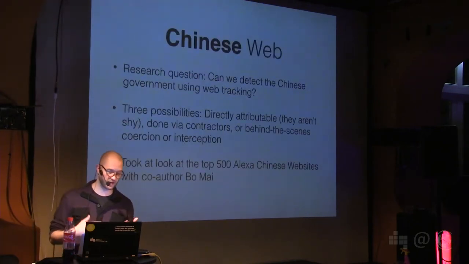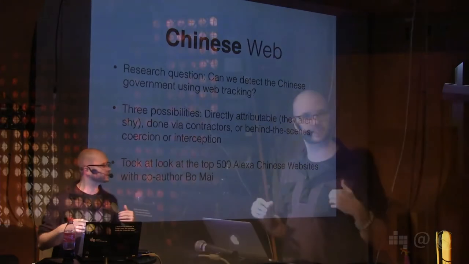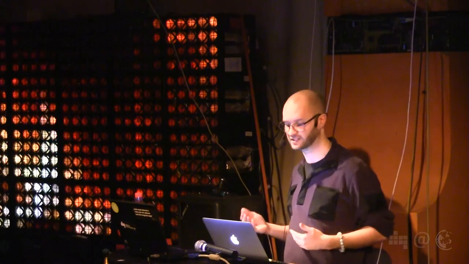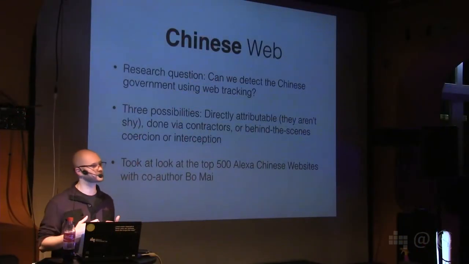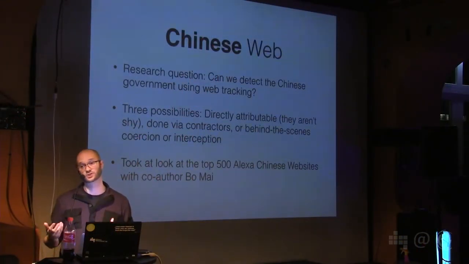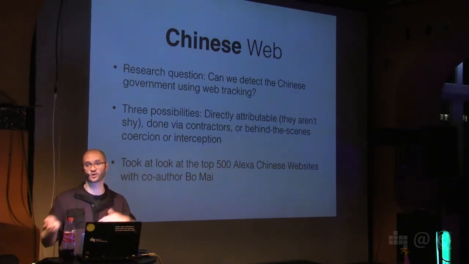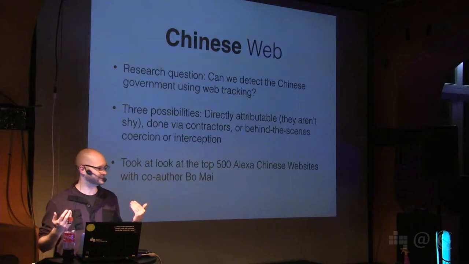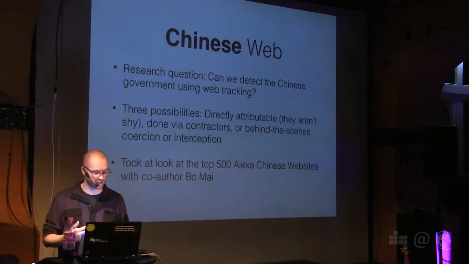So the Chinese web. Me and my co-author, Bo Mai, started with this question: can we detect the Chinese government, either directly or through proxies, using this type of technology, web tracking technology, to monitor Chinese netizens? Part of the reason we got to that is because the Snowden revelations showed that a couple of very specific Google cookies were being used by the NSA. So we know, at least in the US and in the West, that the NSA hasn't developed their own web tracking technology. They just use other people's stuff off the backbone. So we're like, all right, well, maybe what's going on in China?